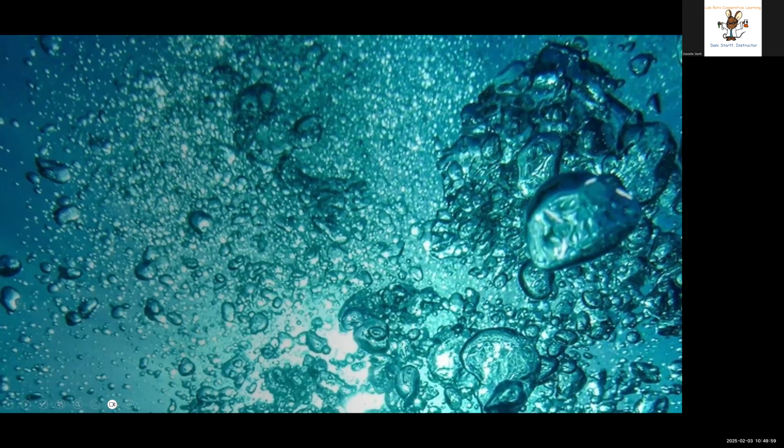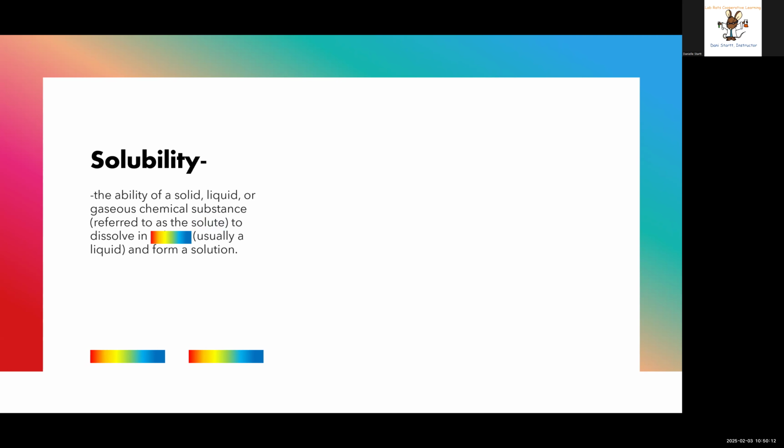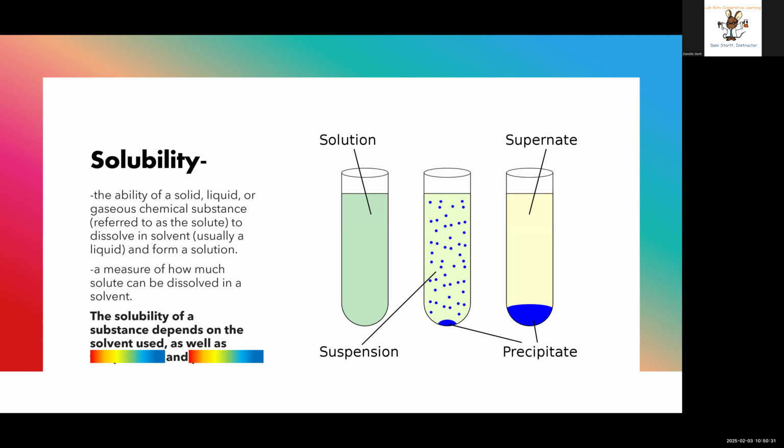So we're going to start by talking about concentration and solubility. So what's solubility? The ability of a solid, liquid, or gaseous chemical substance referred to as the solute to dissolve in, what do solutes dissolve in? Solvent, usually a liquid, but not always, and form a solution. Solubility is also a measure of how much solute can be dissolved in a solvent. The solubility of a substance depends on the solvent used, as well as temperature and pressure. These are going to be important.